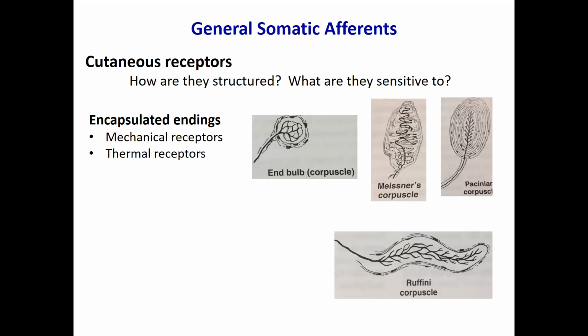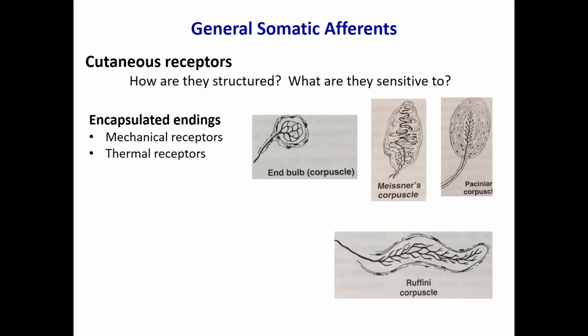But we also have the end bulb of Krause. There are two schools of thought. One says that they are the cold receptors, and another says that the temperature nerve endings are free nerve endings. But you can get more information about it from your histology teachers. They would be more updated on what the consensus is about the thermal receptors.